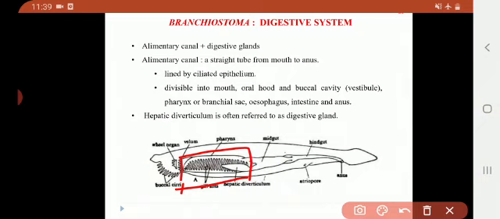Now next is the esophagus. The pharynx opens into the esophagus. The esophagus is a very short, narrow, tubular part, and internally it is also lined with ciliary lining. It leads into the intestine. So this longer part is the intestine. You can see it opens out by way of the anus.